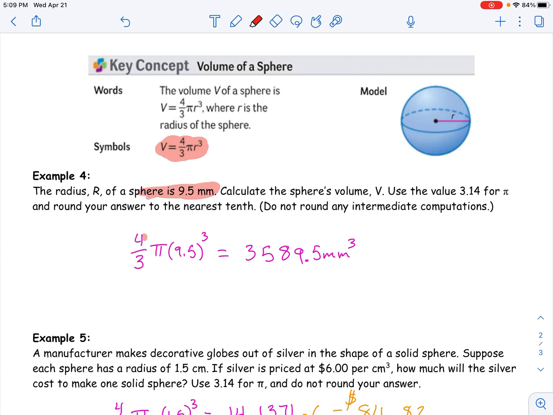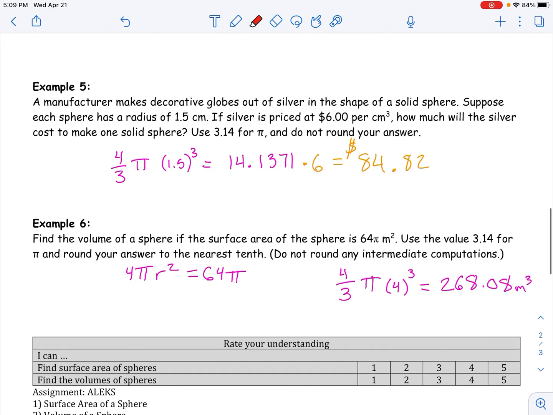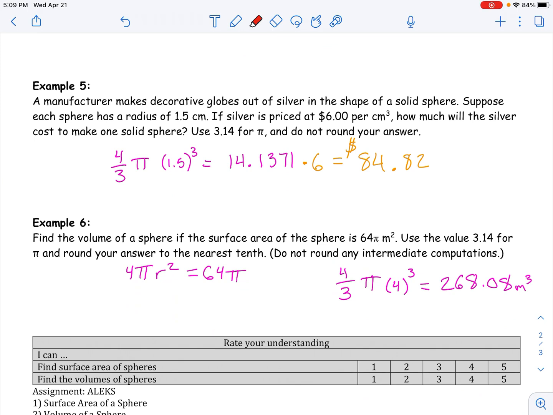The first one, it gave you the radius, and so all I did was I plugged it in. I'll let you guys read that question, but it's just having you plug that in there and getting that out. The only thing you need for volume is a radius. Example 5, it says a manufacturer makes decorative globes out of silver in the shape of a solid sphere. Suppose each sphere has a radius of 1.5 centimeters. If silver is priced at $6 per centimeter, how much will the silver cost to make one solid sphere?